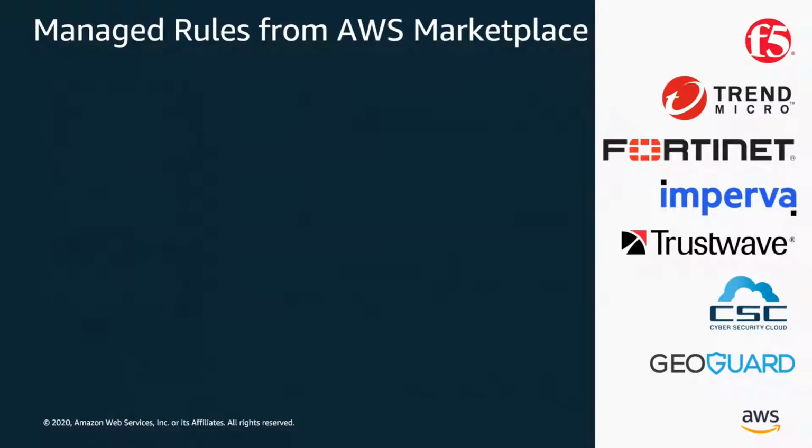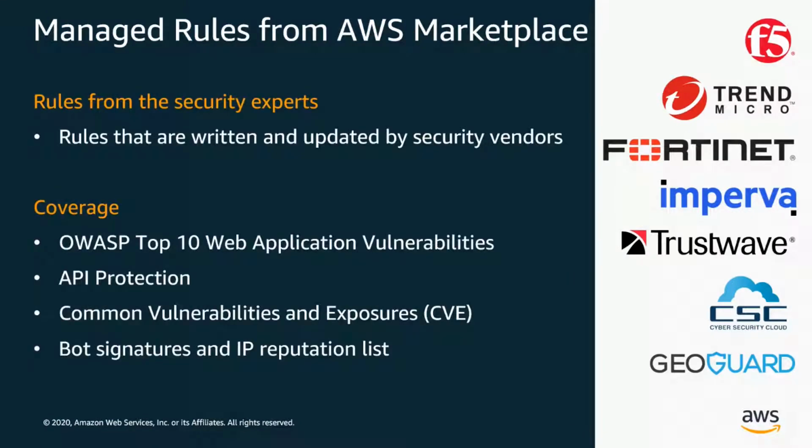So what are the managed rules that you could get from the marketplace? F5, Trend Micro, Fortinet, all of these companies have rules that you can download and use for your own. So let's say you're an enterprise customer and you're already using F5, for example, in your own data centers. You might want to reuse the same rules over there. AWS WAF allows you to use those rules from wherever F5 has produced them onto your WAF. Those rules are written by these vendors and have been proven to work. Usually the coverage is the top 10 web vulnerabilities, API protection, and all of these other things.